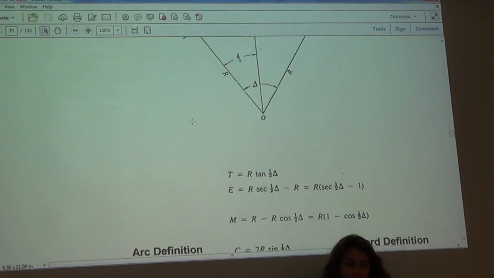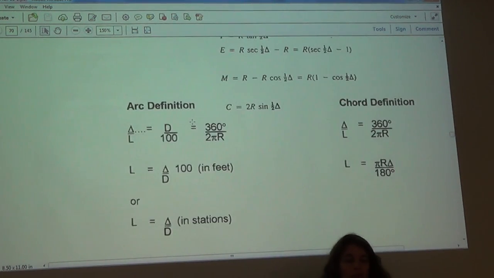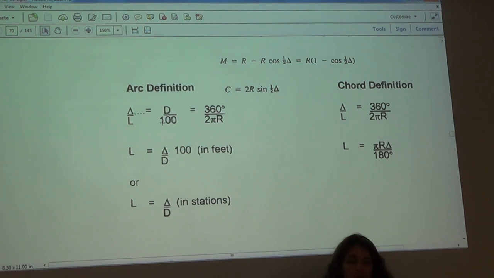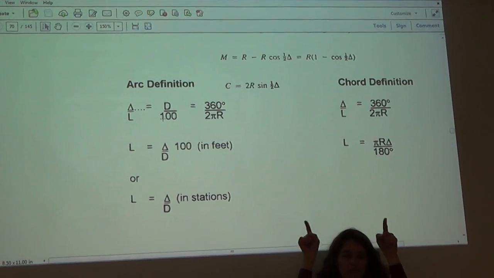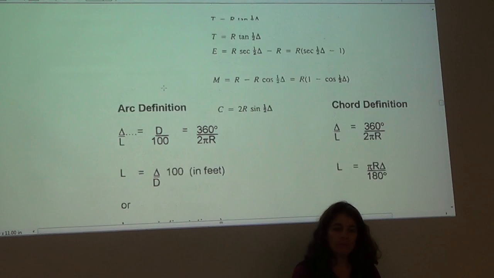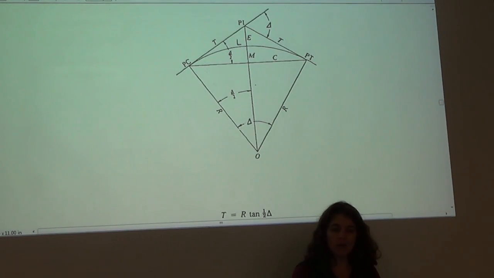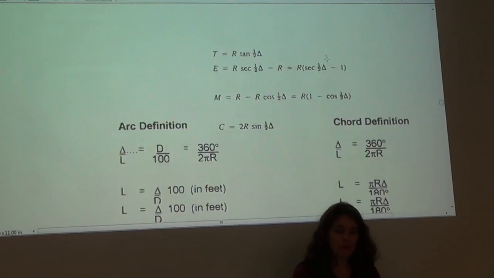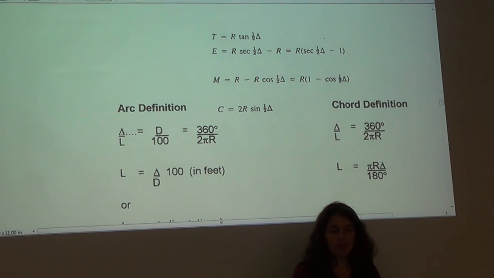And now, let's go to the bottom. We already knew in the arc definition that D is to 100, the interior angle of D is to 100 feet, as 360 is to 2 pi r. We could also say that delta is to L, because delta represents the interior angle, which is including this length of arc. And remember, we said that D is smaller than delta. So the numerators here all have to do with the interior angle, whether it's delta, the degree of curvature, or 360 degrees. And the denominators have to do with the length of the arc. Here it would be L, here it would be 100, and here would be 2 pi r.